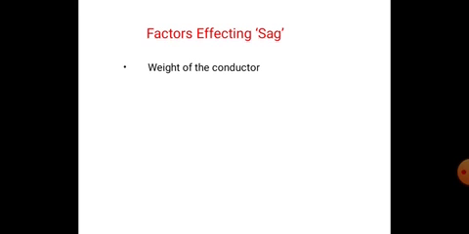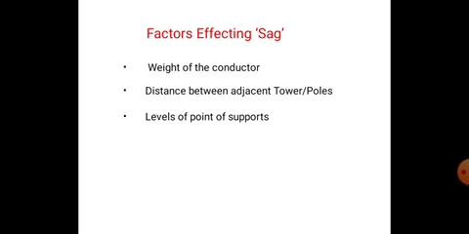And what are the factors affecting the sag? The main factor is the weight of the conductor. The more the weight, the more the sag. The heavier the conductor, the greater will be the sag, and vice versa. In cold places where ice coating takes place, the conductor weight increases and so the sag also increases. And the length of the span: as the span increases, the sag also increases.